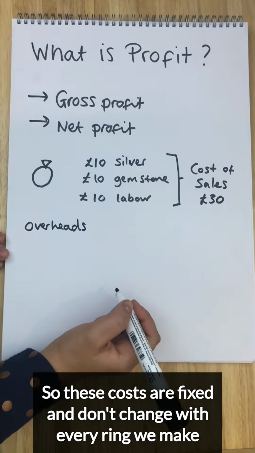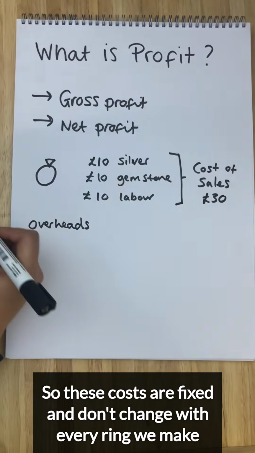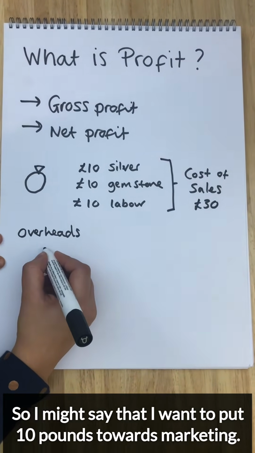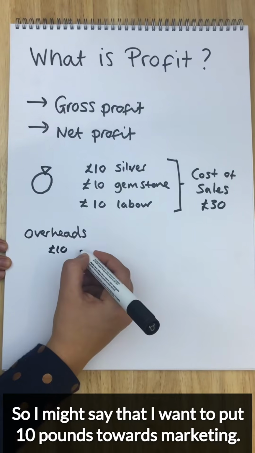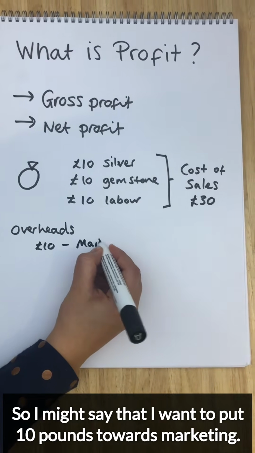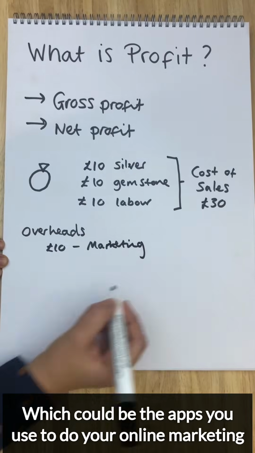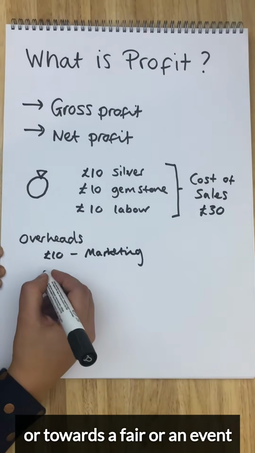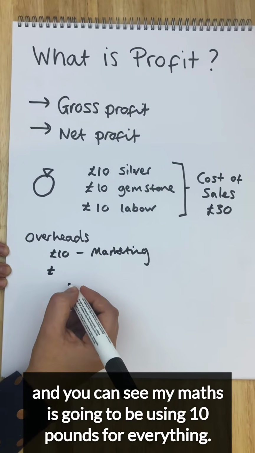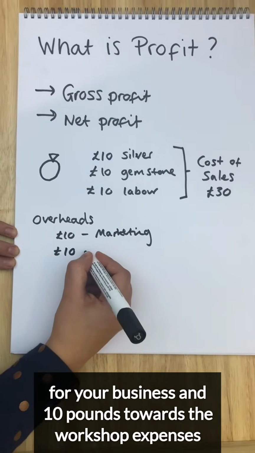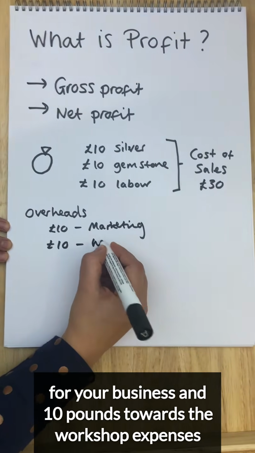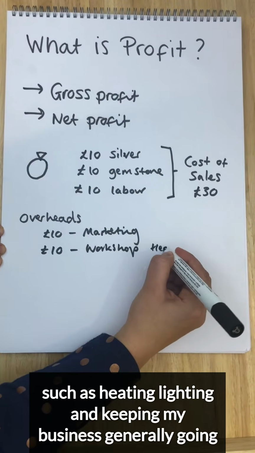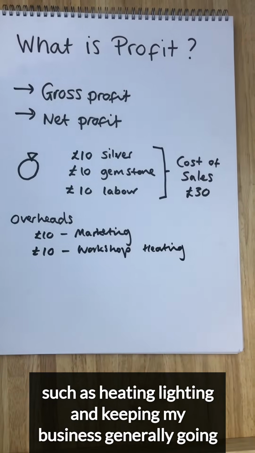So these costs are fixed and don't change with every ring we make, but they're costs that are involved in the business. So I might say that I want to put £10 towards marketing, which could be the apps you use to do your online marketing or towards a fair or an event. And you can see my maths is going to be using £10 for everything, but obviously it will vary for your business. And £10 towards the workshop expenses, such as heating, lighting, and keeping my business generally going.